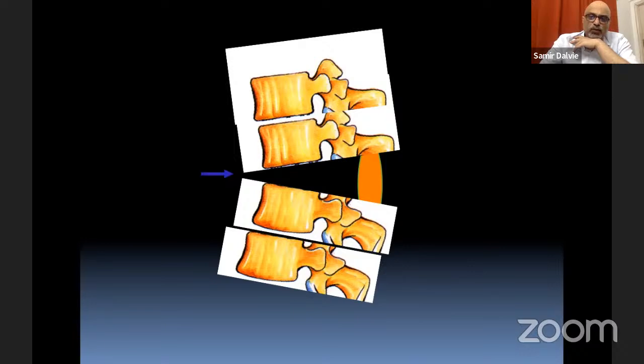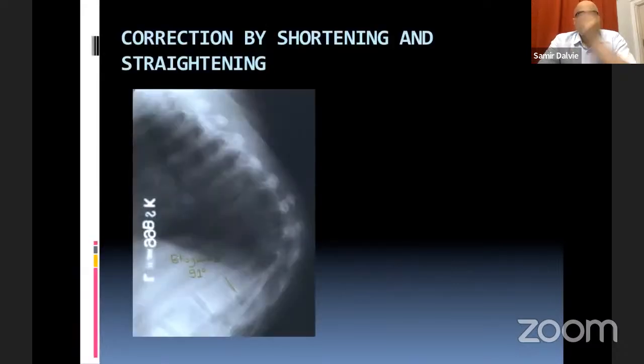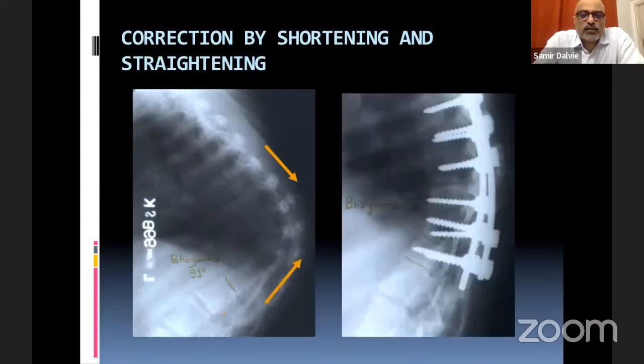In that case, one puts a small cage anteriorly and opens it over the cage. This is known as opening closing wedge osteotomy. So the correction is by shortening and straightening. So this patient with a 90-degree deformity, what we do is shortening and straightening and a wedge closure.